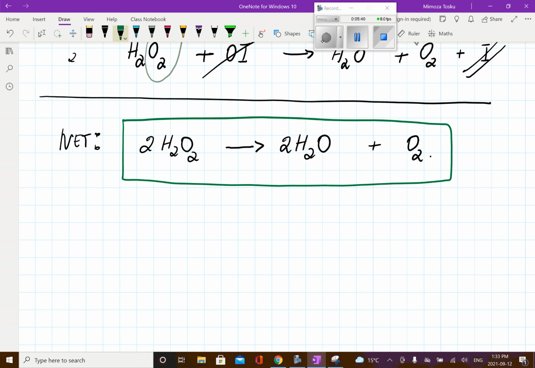So this is pretty much disproportionation. What you have to keep in mind is that there are some elements that in some cases are oxidized and in other cases are reduced. And this is disproportionation.